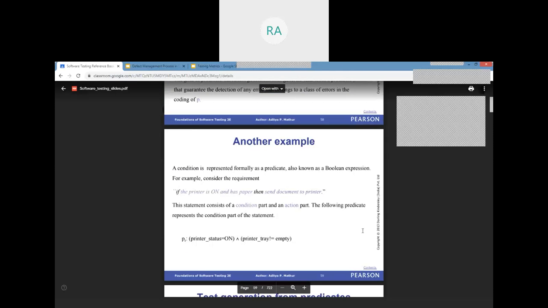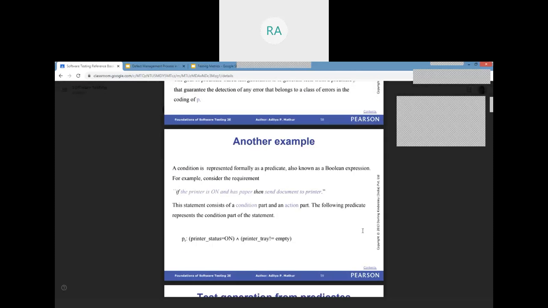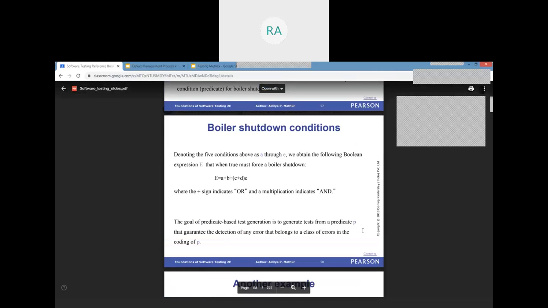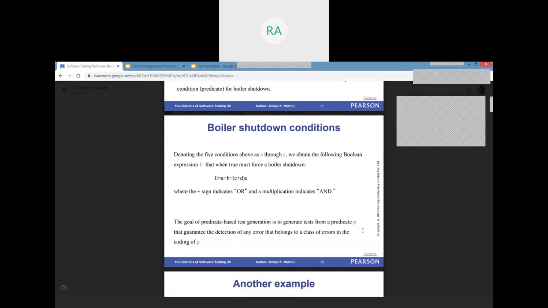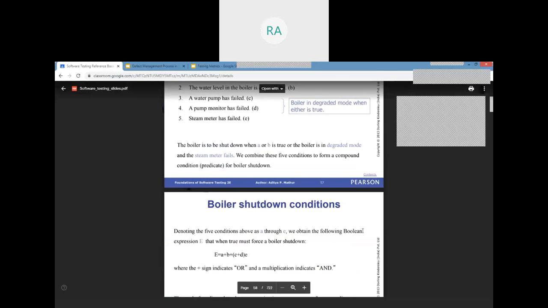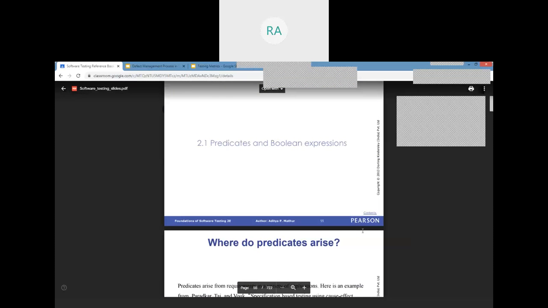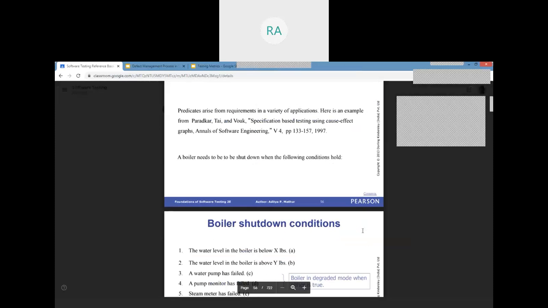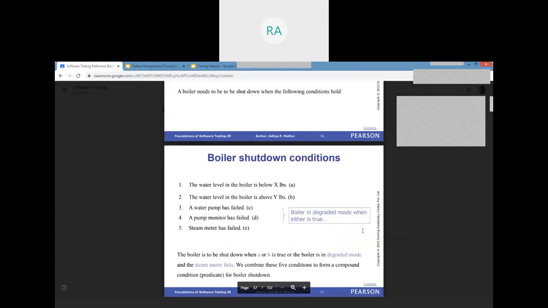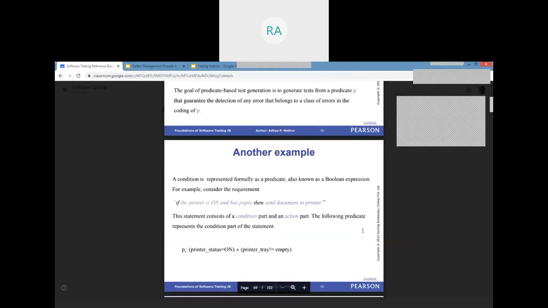Here is one simple example they have taken up. We are making use of predicates. I think you have come across predicates in the discrete mathematical structures subject. How do we write the predicates? Basically, we use predicates for writing the test cases, and predicates arise from the requirements always. Requirement is always the starting point. You have to remember. We'll look into one small example here.